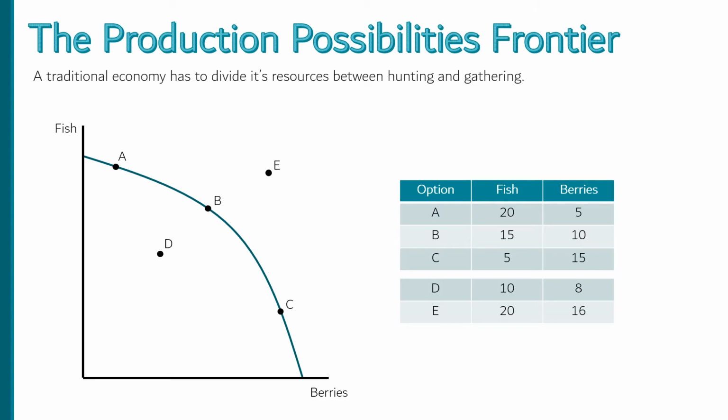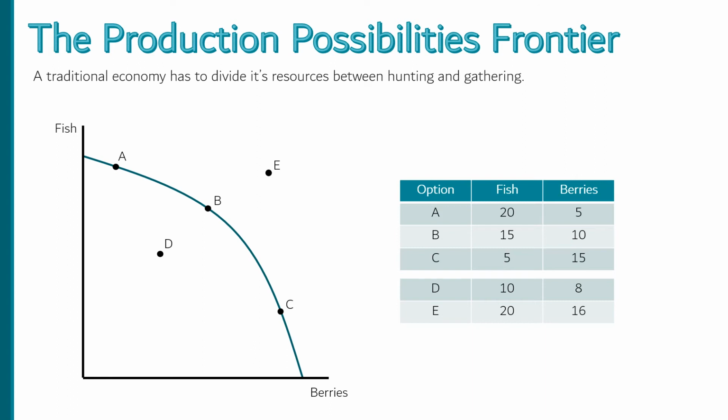But if the tribe decides to go all the way to option C, it means they will have to get hunters to collect berries, rather than spending their time catching fish, which is what they are good at. The trade-off is a lot bigger. Going from A to B, we can see in the chart that we lost 5 fish, but gained 5 berries. However, going from B to C, we had to give up 10 fish to get 5 more berries.